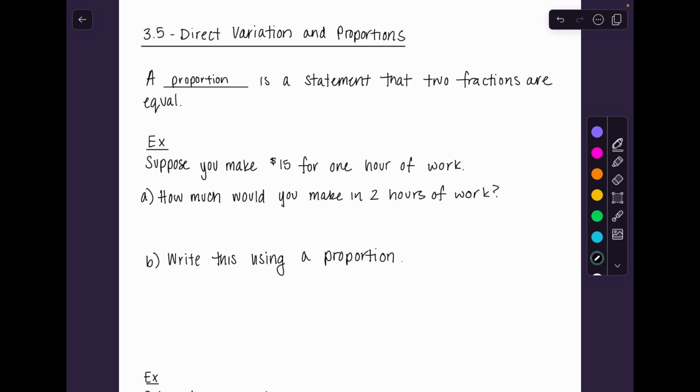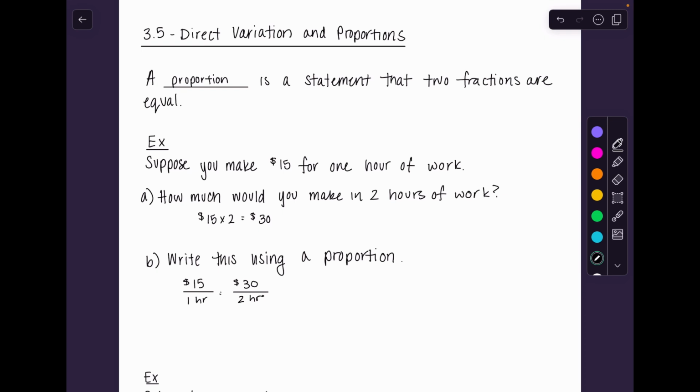So to show you what I mean, let's look through an example. Suppose you make $15 for 1 hour of work. If you then want to figure out how much you would make in 2 hours of work, you go ahead and just multiply the 15 times 2. So you would make $30. Okay. So we can actually write this using a proportion to show you it's the same thing. So we can say $15 over 1 hour of work is exactly the same as $30 over 2 hours of work, because they boil down to the same numbers.